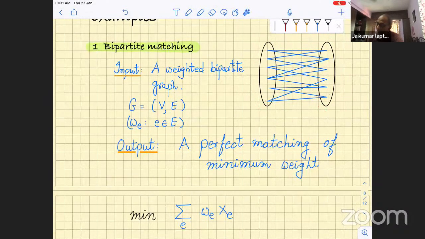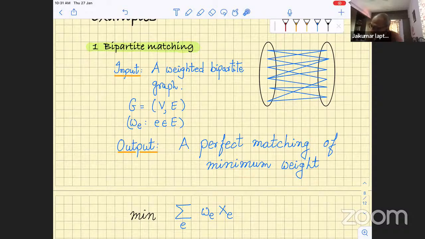And on each edge there is a weight. So on each edge E, there is a weight W sub E. And we are looking for a perfect matching of minimum weight.